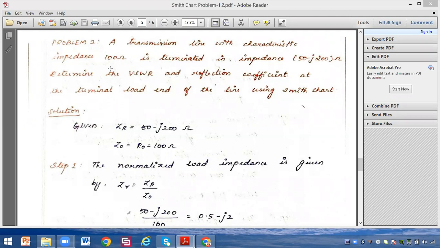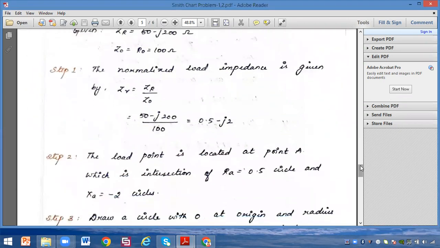They have given the characteristic impedance as well as the load impedance. So your characteristic impedance for the dissipationless line, R0 or Z0, is equal to 100 ohm, as well as the load impedance is given by 50 minus j200 ohm. Now we know ZR as well as Z0.